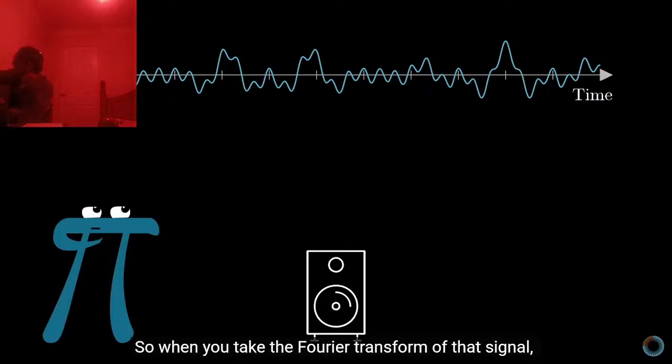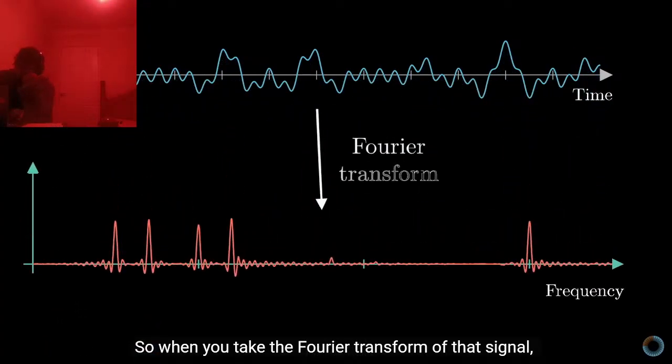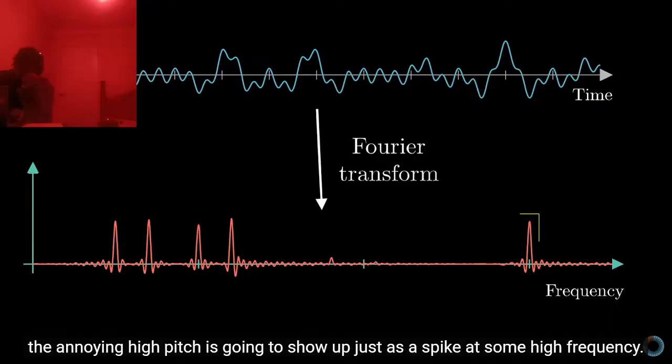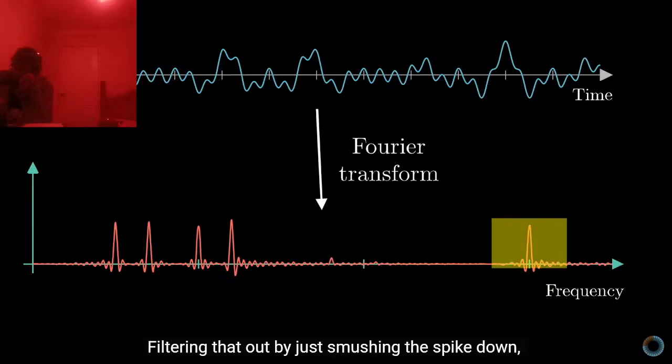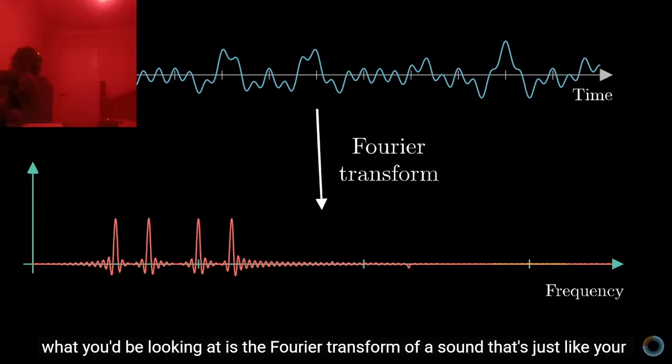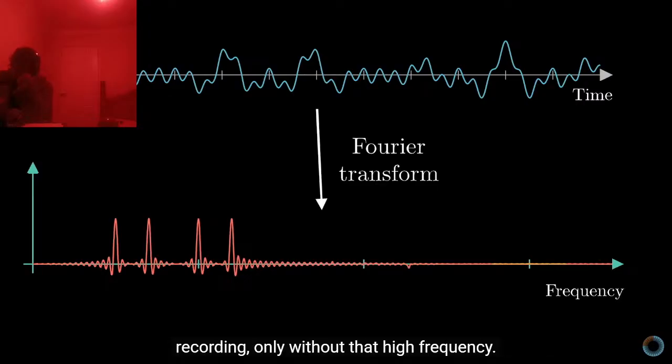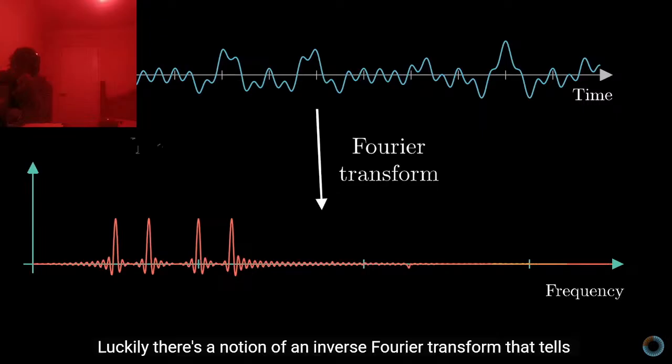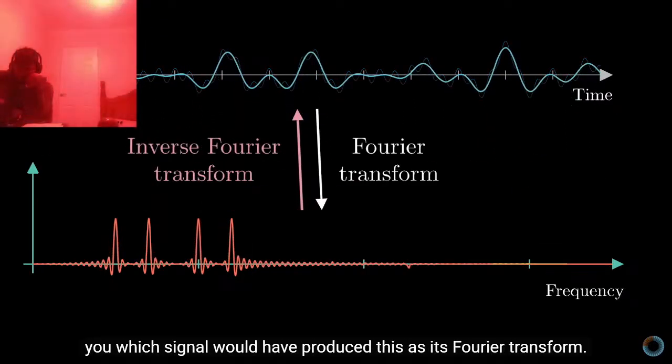So, when you take the Fourier transform of that signal, the annoying high pitch is going to show up just as a spike at some high frequency. Filtering that out by just smushing the spike down, what you'd be looking at is the Fourier transform of a sound that's just like your recording, only without that high frequency. Luckily, there's a notion of an inverse Fourier transform, that tells you which signal would have produced this as its Fourier transform.